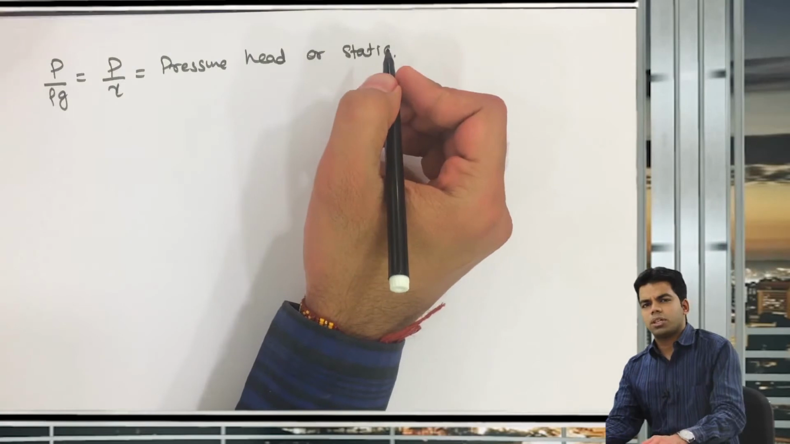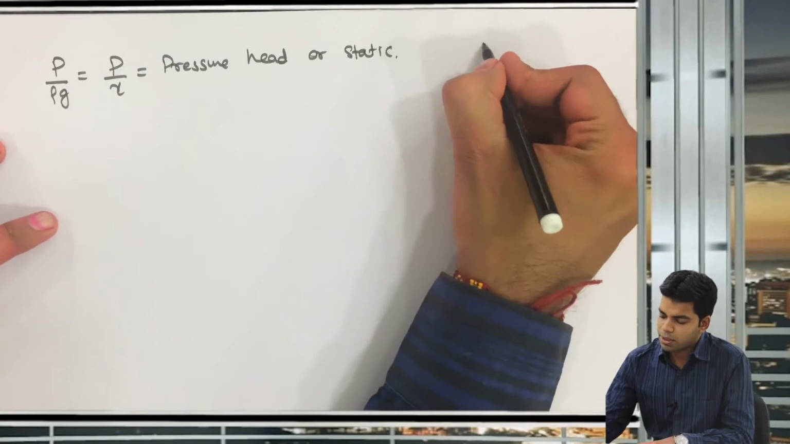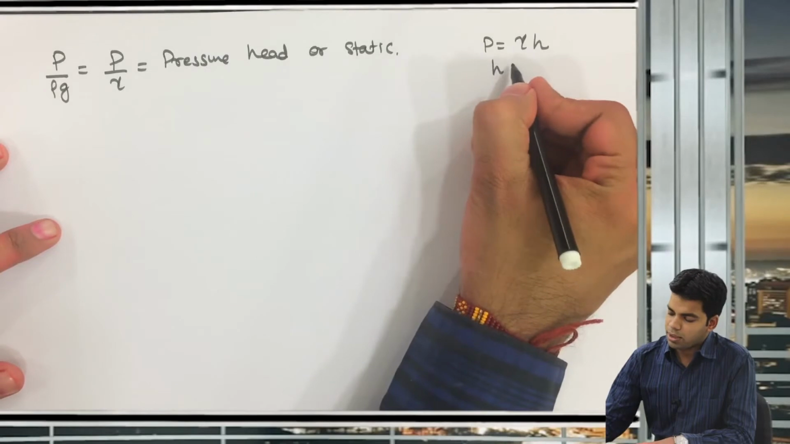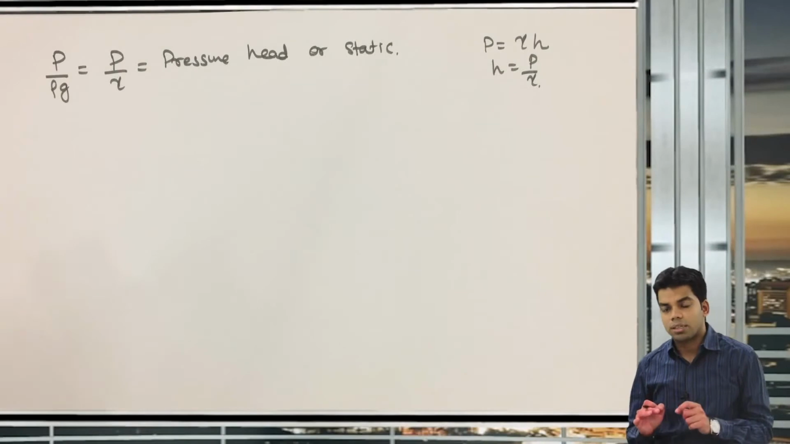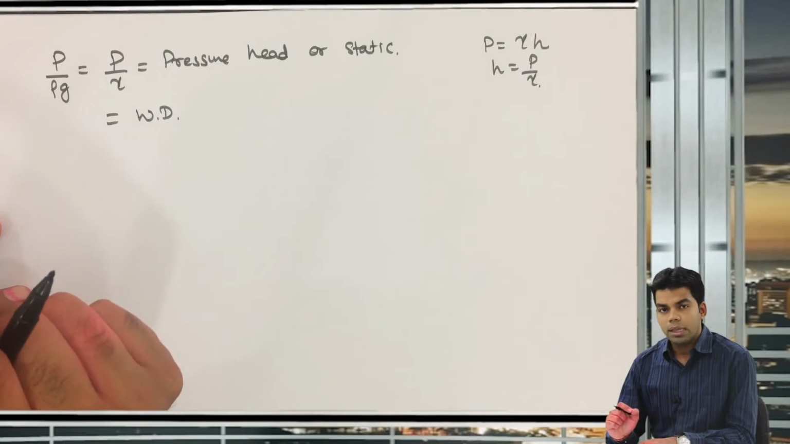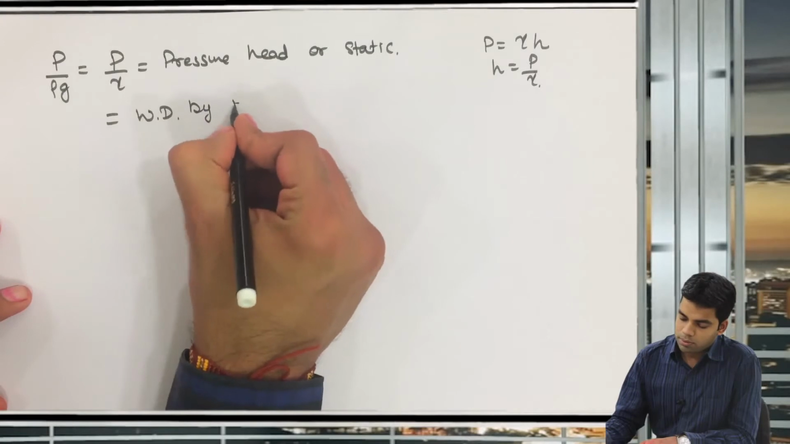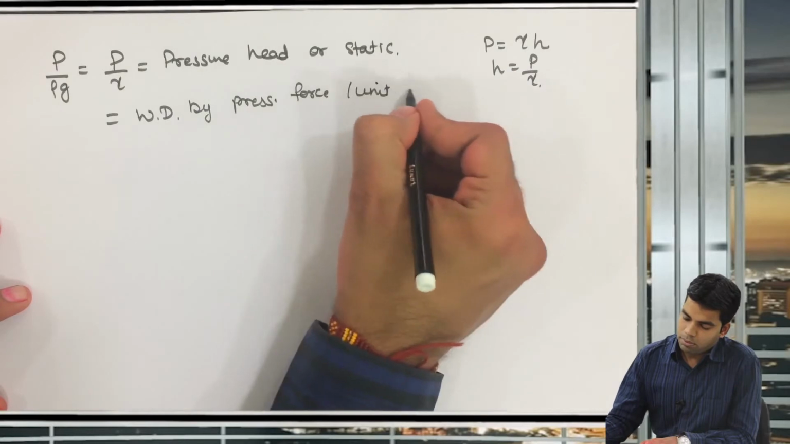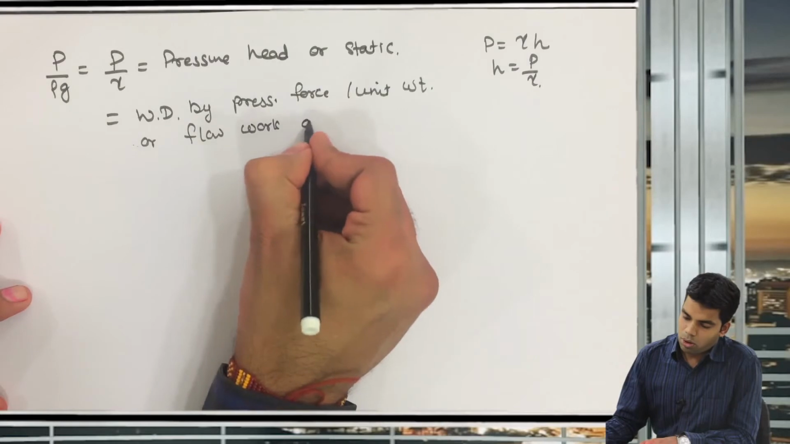Now what is this pressure head? Pressure head means pressure in terms of head, in terms of meter. As I told you, P is equal to ρgh or γh. When I express this pressure in terms of meter, this will be equal to P/γ. So this P/γ is nothing but pressure head. This pressure head is actually the work done by the pressure force per unit weight, or you can call it flow work or flow energy.